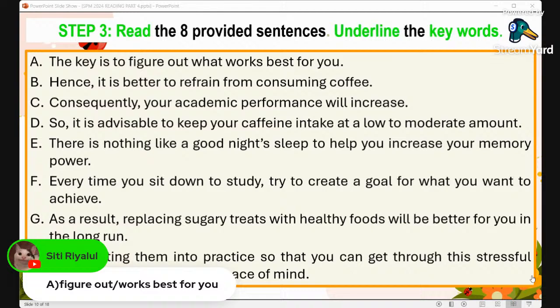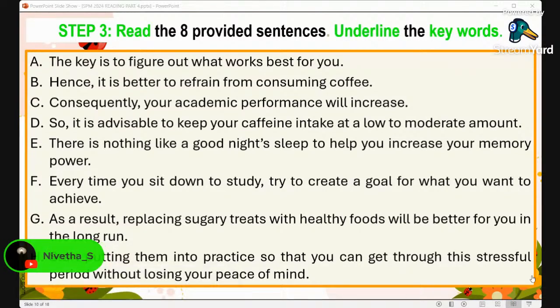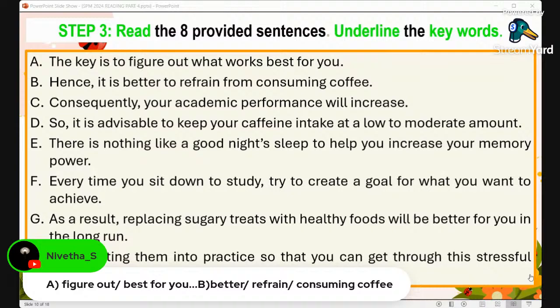Because I once did it reversely. I underlined all the keywords in the sentences, the statements given. I found it very chaotic. I believe some of the students may also do the same thing I did.